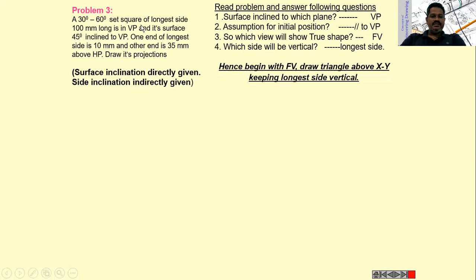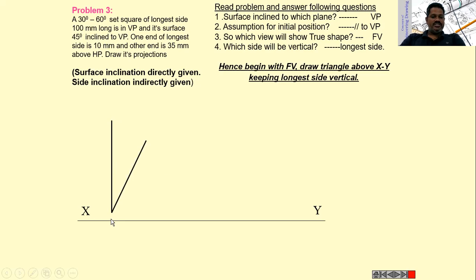Then begin our projections by drawing the front view, because here the surface is parallel to the vertical plane, so we will get the true shape as the front view. Draw the XY line, then draw the true shape in front view and draw a 100 mm vertical line, because the longest edge is in VP, so draw a vertical line of 100 mm length.